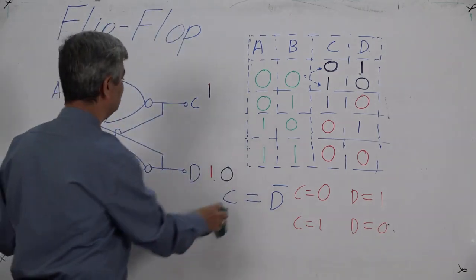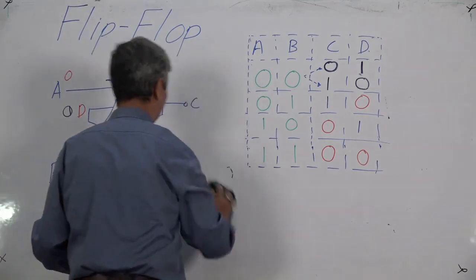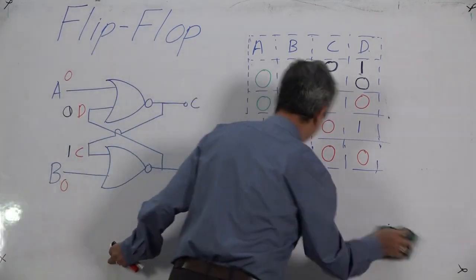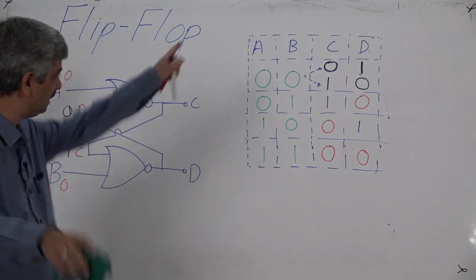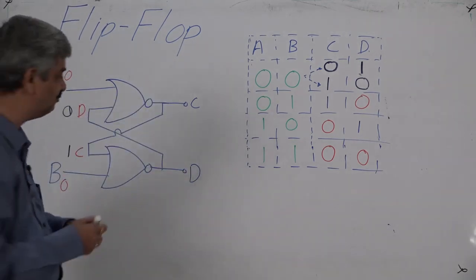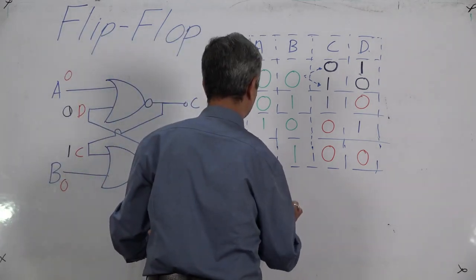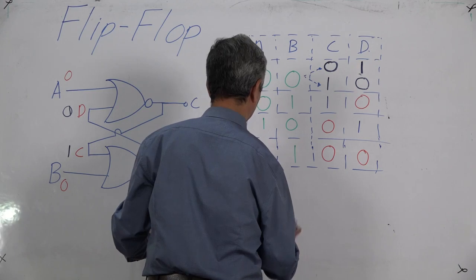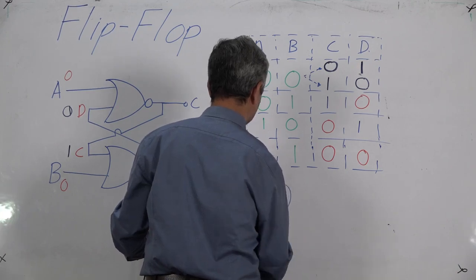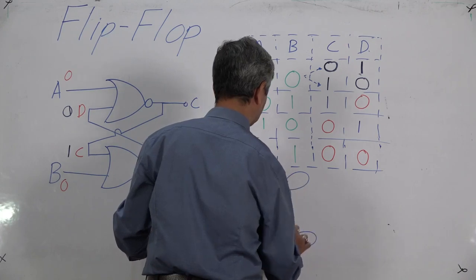Now this is called a state transition diagram. Even though it's somewhat complex, I tried my level best to explain in simple words. So for input A equal to 0 and B equal to 0, what are the outputs? Outputs are either 0 1 or 1 0. These are stable states. They remain there.